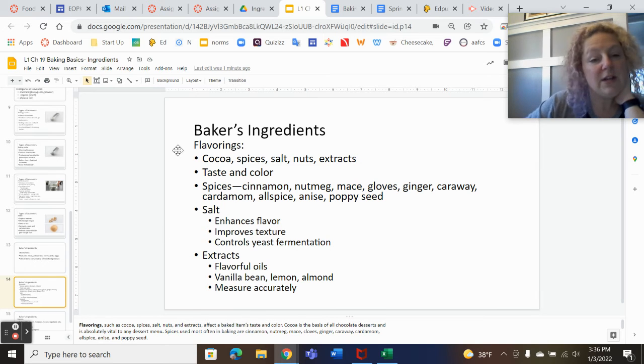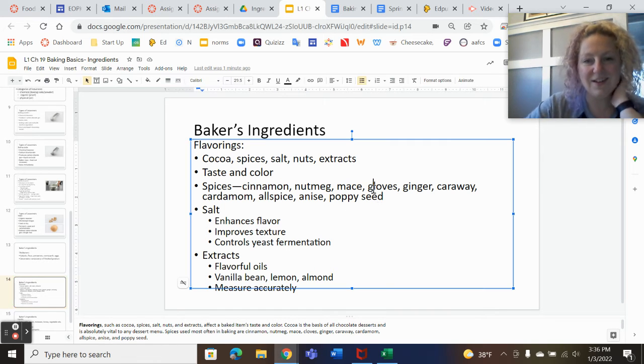You also have flavoring agents, so cocoa, spices, salts, nuts, extracts. These impact the taste, they impact the color. Some commonly used spices in baking: cinnamon, nutmeg, mace, cloves, not gloves, cloves, ginger, caraway, cardamom, allspice, anise, poppy seed. When you change spices, you just change the flavor.